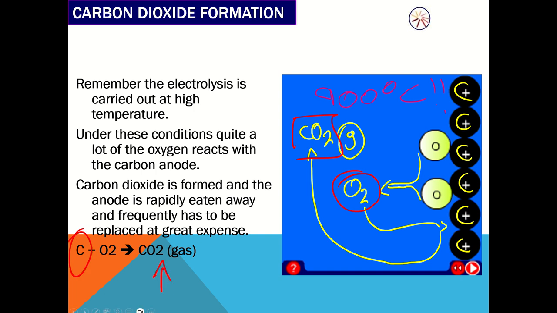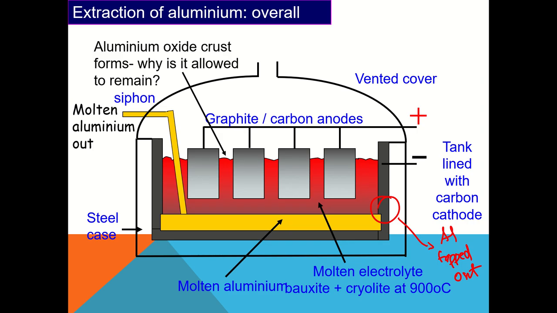That's also an environmental problem because carbon dioxide is a greenhouse gas, and I think everybody would prefer you don't put excess carbon dioxide into the atmosphere because it's responsible for global warming. Now, let's have a look at the actual electrolysis chamber that this happens in.